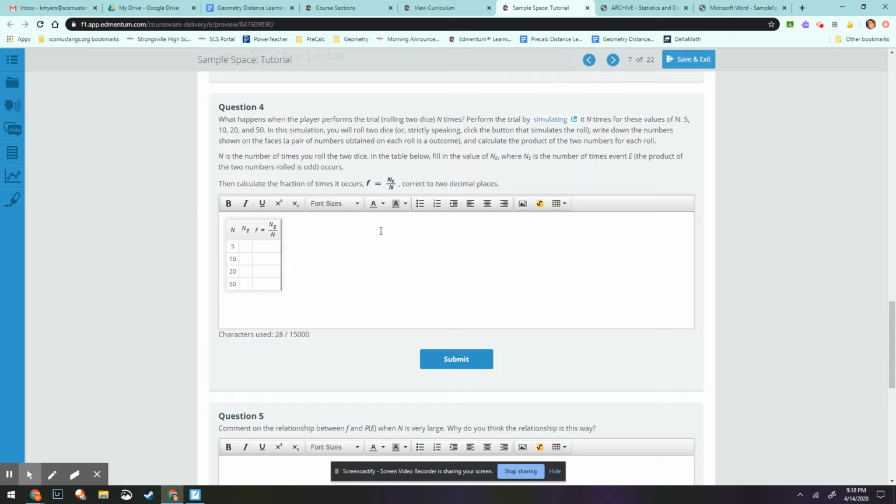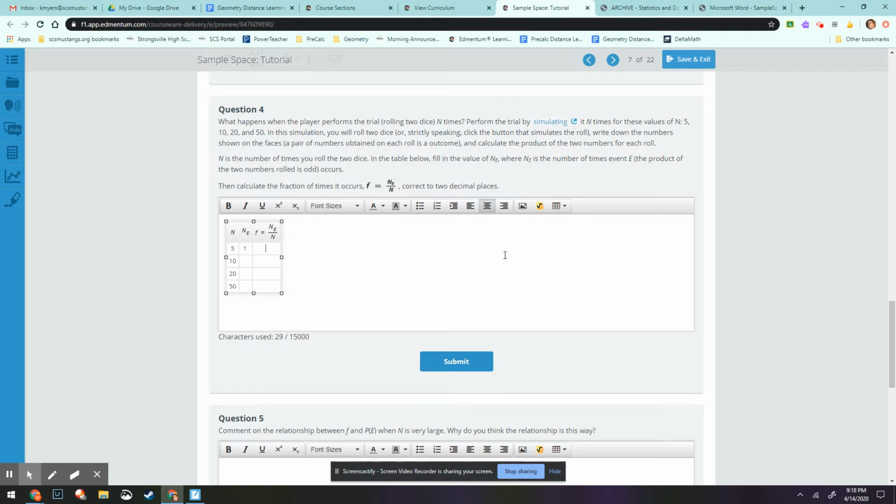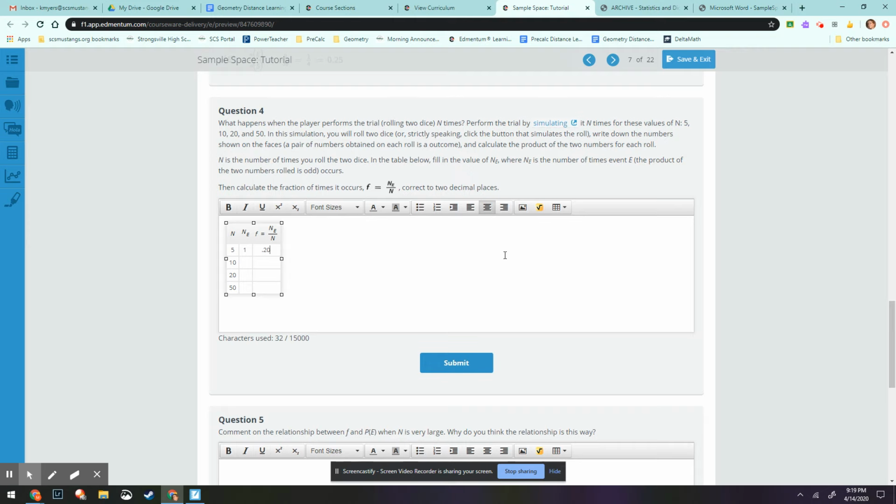So if I'm going to come over here and try to figure out this F equals N sub E over N, F means what we call the observed probability, or your actual results. N sub E is the number of times the event occurred, so the number of times we got an odd, and N is the total number. So here I would place, okay, we got that odd number once, and then F would be 1 divided by 5, which you can use your handy dandy calculator, and get 0.2.